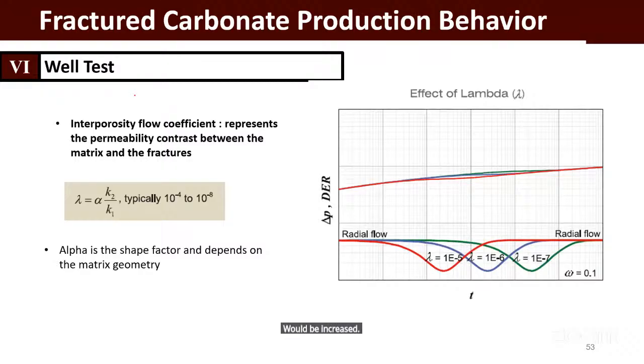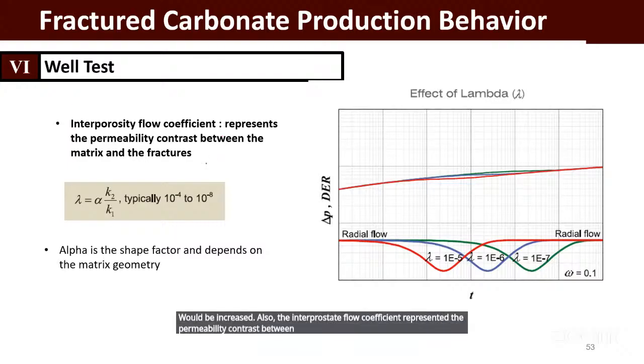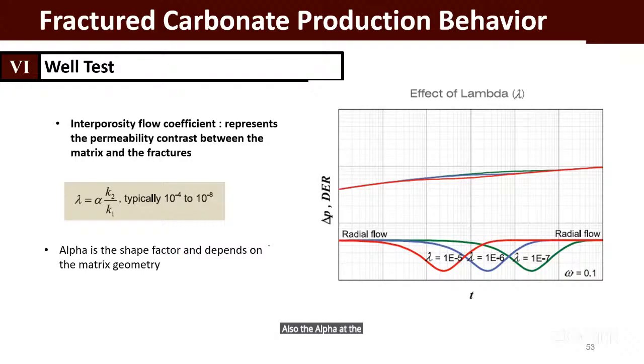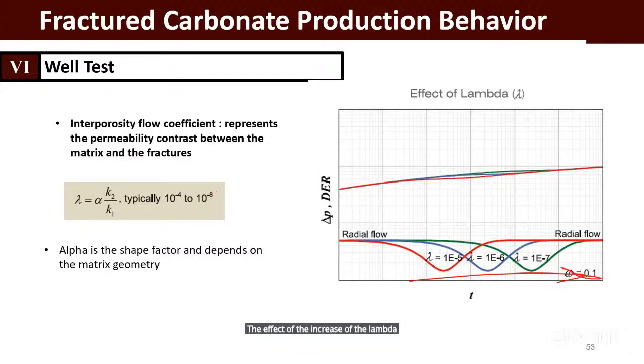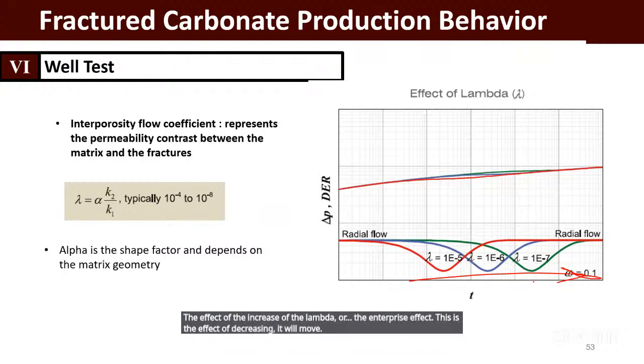Also, the interporosity flow coefficient, lambda, represents the permeability contrast between the matrix and the fractures. Also, alpha is the shape factor and depends on the matrix geometry. This is the effect of the decrease of lambda, sorry, this is not the effect of the increase of lambda, or the interporosity effect. This is the effect of decreasing. It will move to the right.